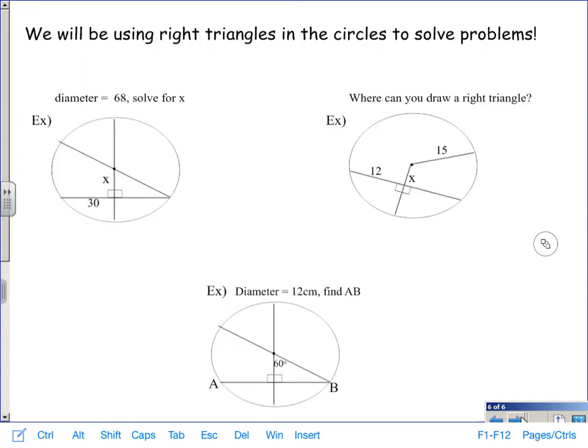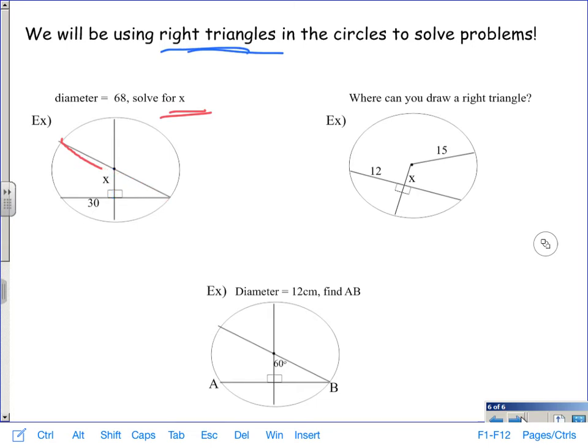Okay, I actually think these problems are super fun because we're going to apply a lot of what we know. So in example number 1, the diameter is 68. They want us to solve for x. X is the distance from the center of the circle to where it lands on the chord. So what we want to use is a right triangle. They've already drawn a right triangle for us here. If I erase this, you can see it.